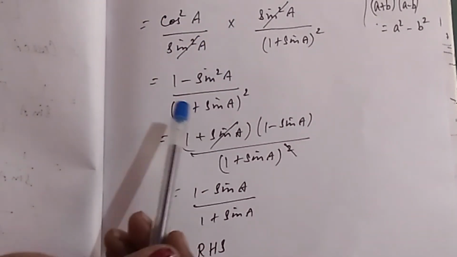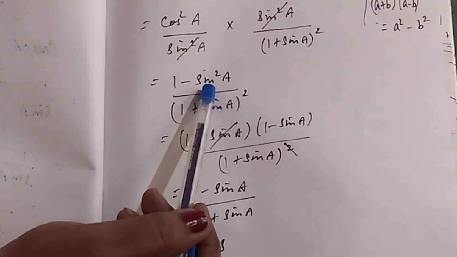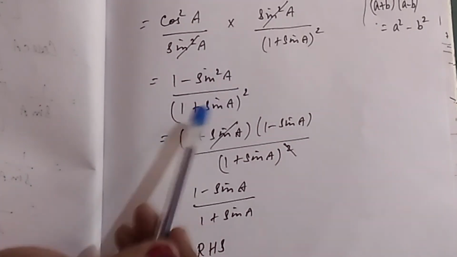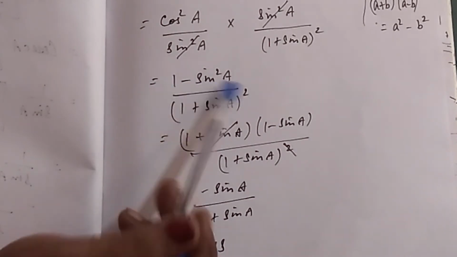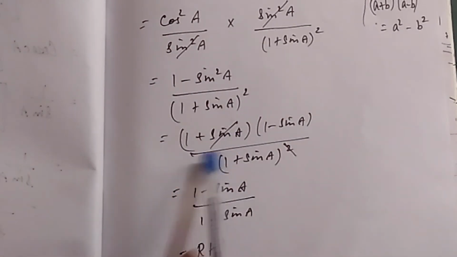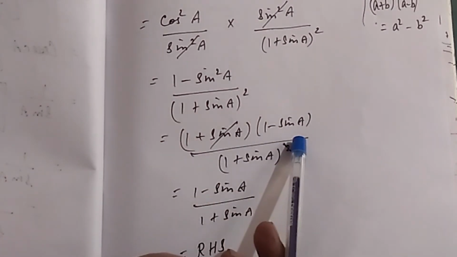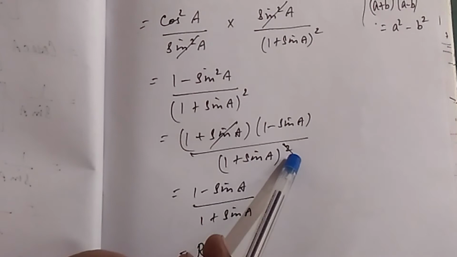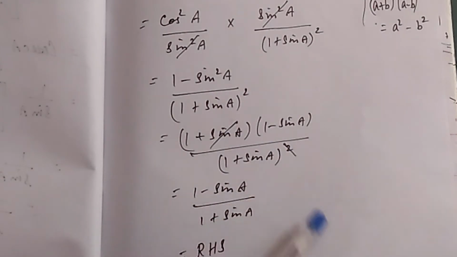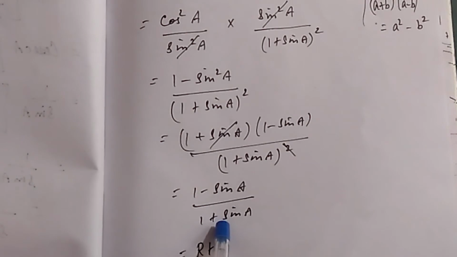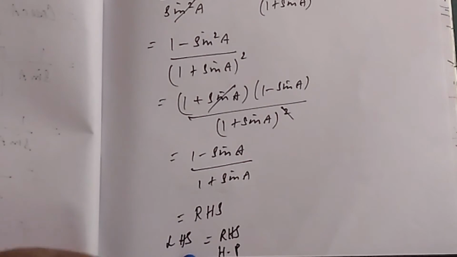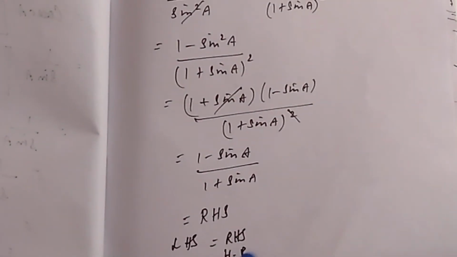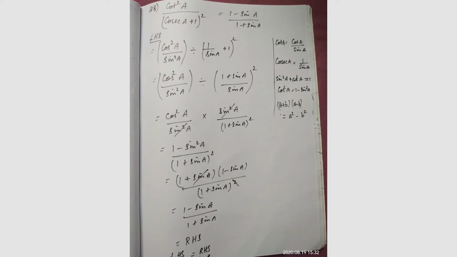This cos squared A, we can write as 1 minus sin squared A. So (1 minus sin squared A) upon (1 plus sin A) whole square. It is in the form of A squared minus B squared, so (A plus B) into (A minus B). (1 plus sin A) into (1 minus sin A) upon (1 plus sin A) whole square. So cancel these two. What is left? 1 minus sin A upon 1 plus sin A. That is the right hand side. So left hand side is equal to right hand side. Hence proved. Clear?